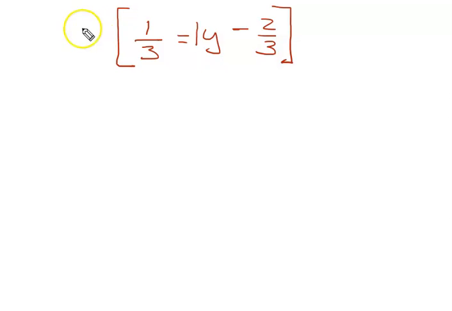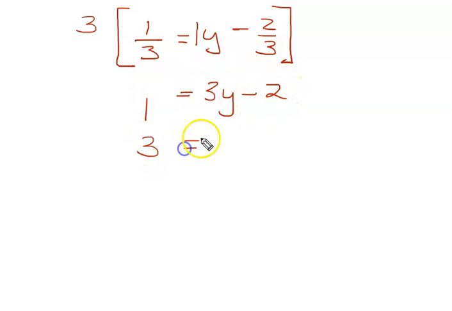And our lowest common denominator here is 3. So multiplying each term by 3, this becomes 1. This becomes 3y. And then this becomes a negative 2. The 3's cancel out there. Now I bring my negative 2 over to this side as a 3. And I get 3y. Divide both sides by 3, I get y equals 1.